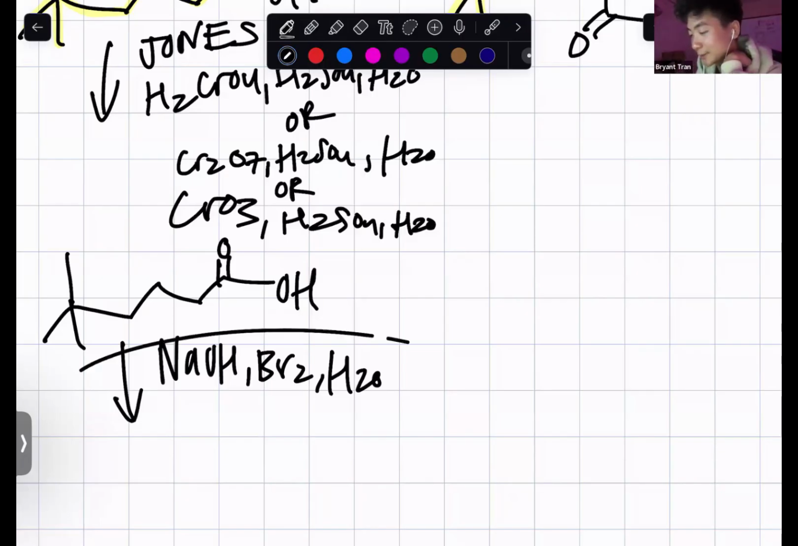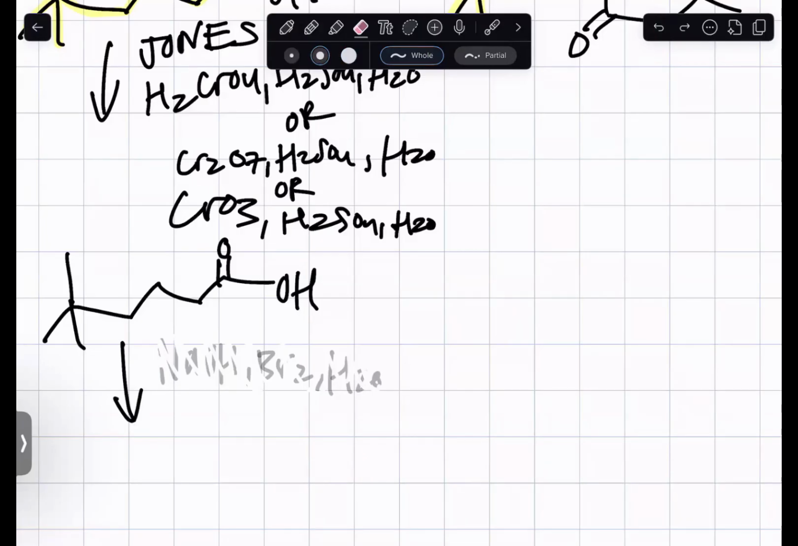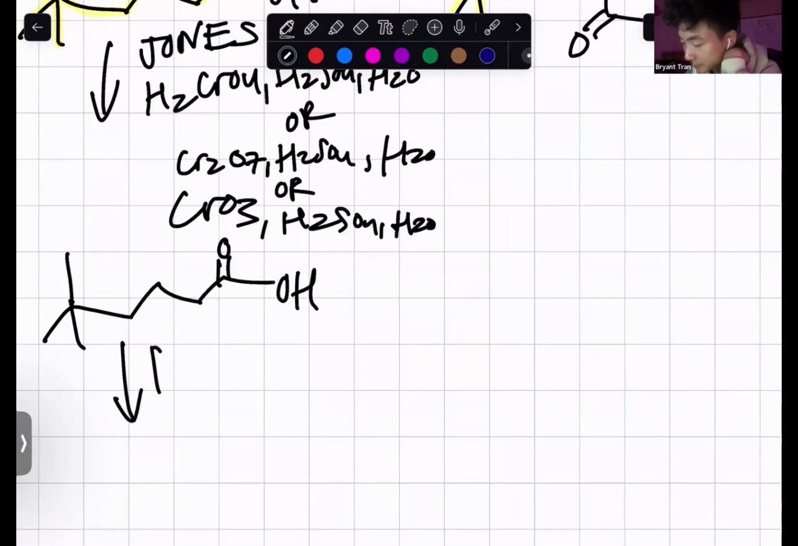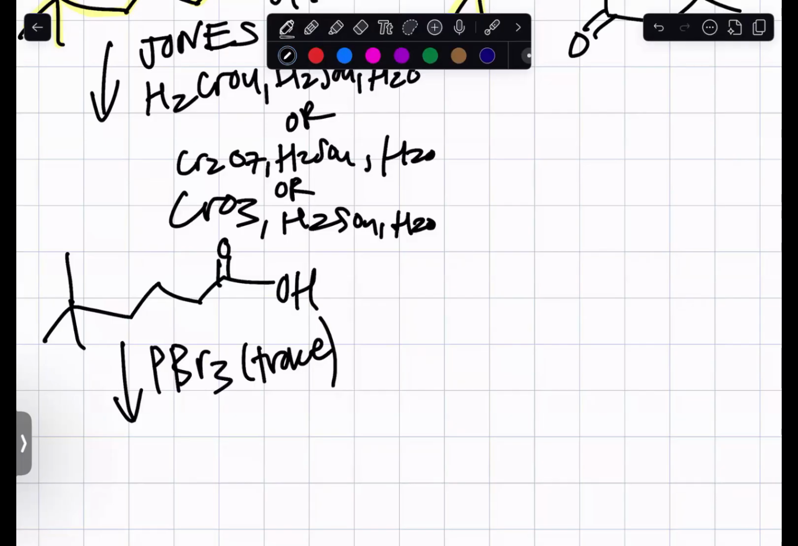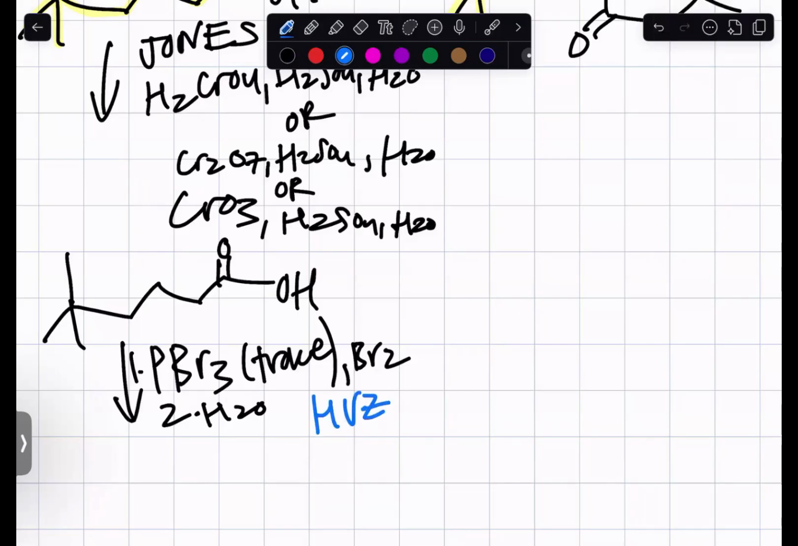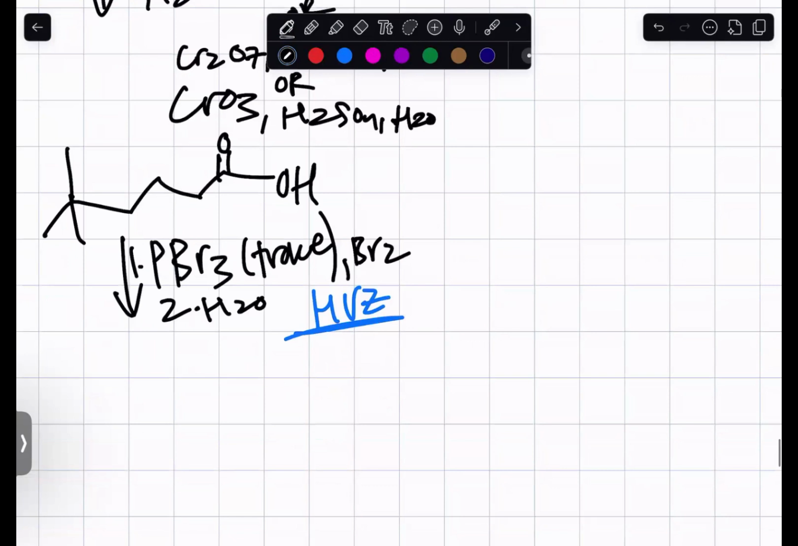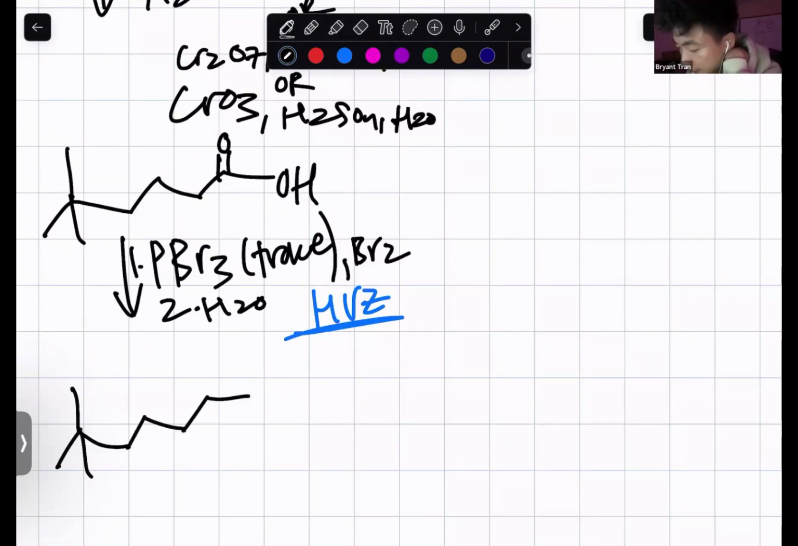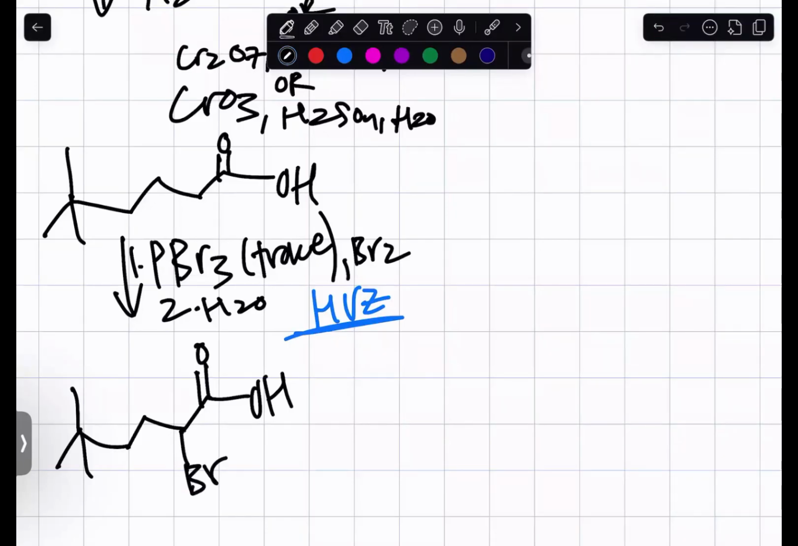Oh no, these reagents are the Hoffman rearrangement. That's a totally different reagent for a different reaction. So it's going to be PBr3 with a trace of Br2 for the first step, and then the second step could be water. Use the HVZ reaction reagents that Levins taught you. Hell-Volhard-Zelinsky, right? And what that would do is add a bromine alpha to the carboxylic acid, like that.